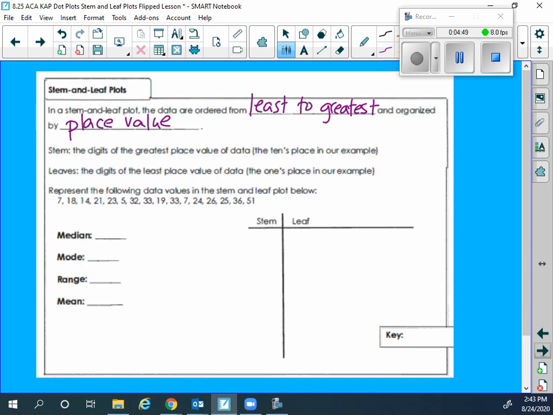So the first thing that we need to do with this data is go ahead and list them in order from least to greatest.